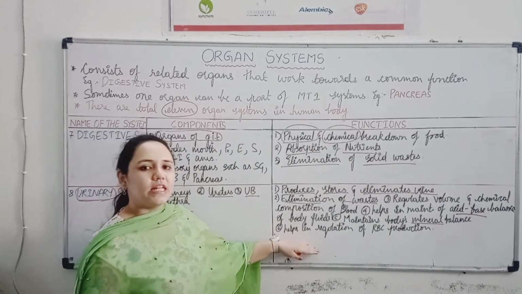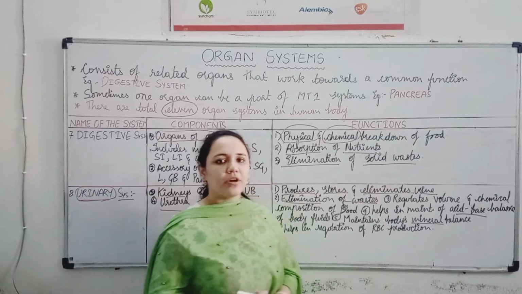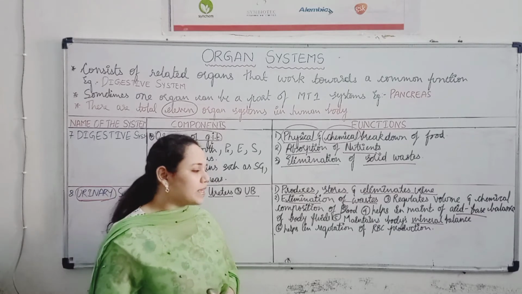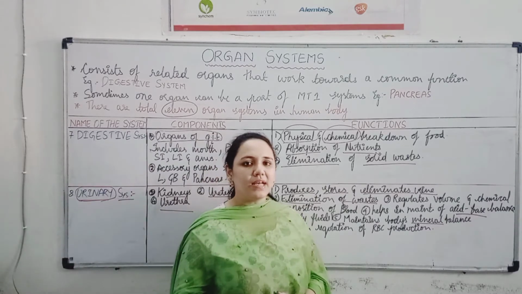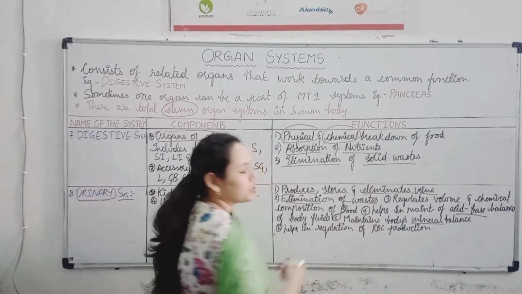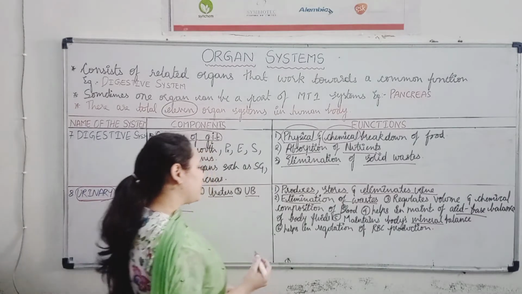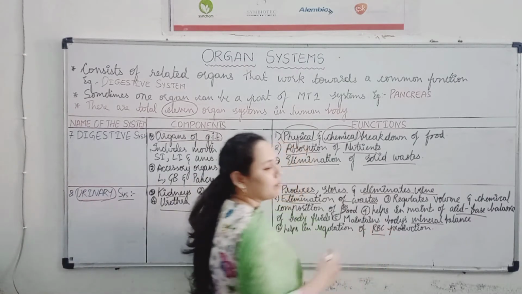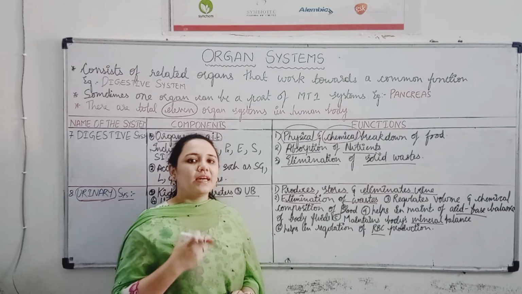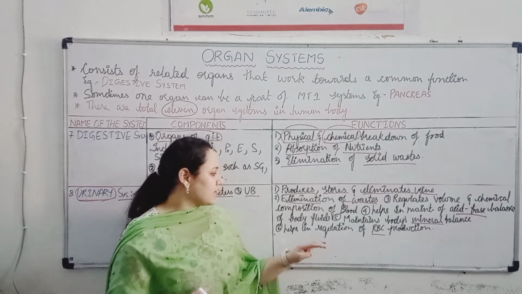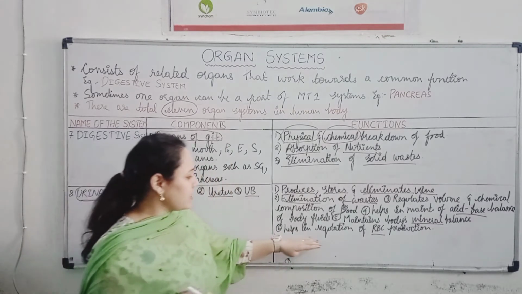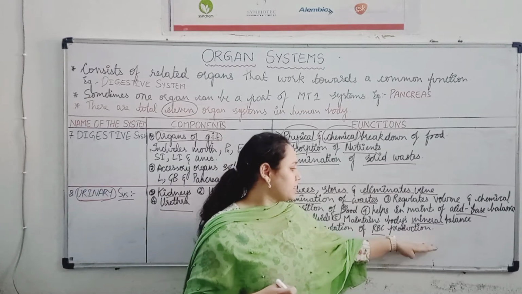Along with that, it helps in regulation of RBC production. RBCs are nothing but red blood cells. What are red blood cells otherwise called? Red blood cells are also called erythrocytes. So how is the urinary system related to production of RBCs? Because erythrocytes are produced under the influence of erythropoietin, and erythropoietin is produced in the renal cortex of the kidneys. So that's how the kidneys, that is the urinary system, are involved in regulation of RBC production.